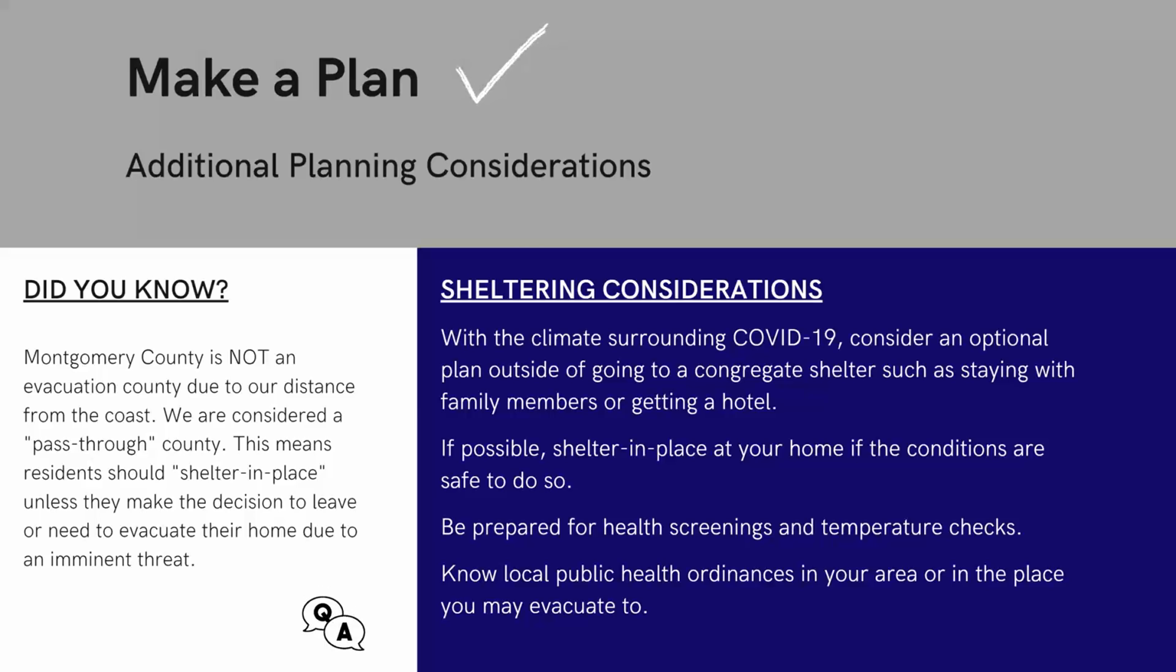So if you do have to evacuate or you feel unsafe, if you're in one of those areas that is prone to flooding and it's not safe to stay home, take some considerations given the COVID environment we're living in right now. With the current climate, you may not want to go to a congregate shelter. Maybe think about staying with a family member or getting a hotel, heading out of town. But if it's safe to do so and it's possible, you want to shelter in place at home. And if you do have to visit a shelter, whether in our county or in another county, be prepared for health screenings and temperature checks, and make sure you know the local public health ordinances in the area that you're going to.